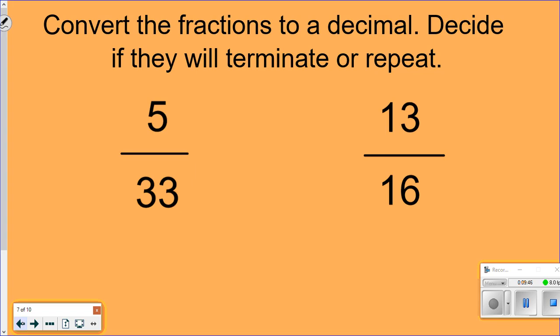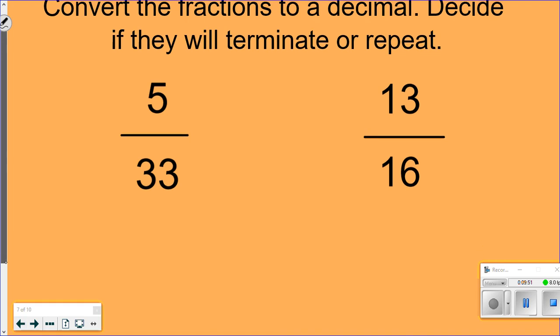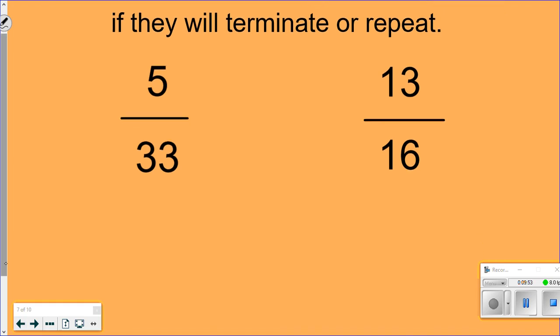Okay, so let's decide if they're going to terminate or repeat and figure that out a little bit. Let's just try 5 over 33. So this is how it would look.